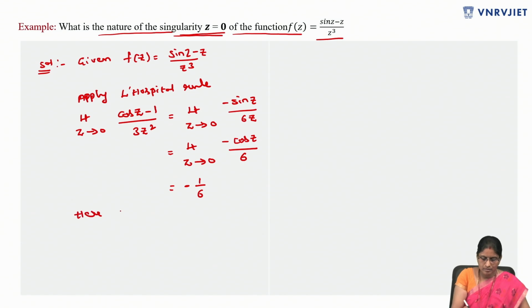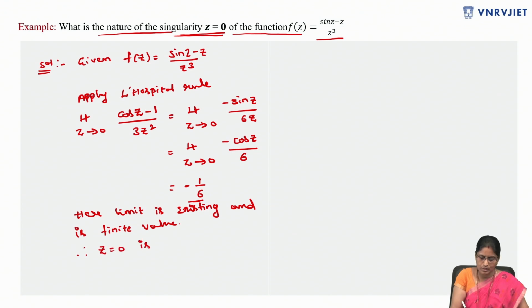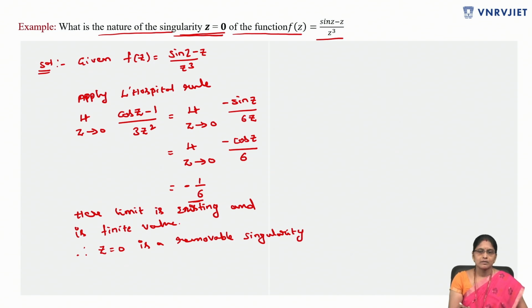Here the limit is existing because we get the limit value, which is minus 1 by 6. The limit is existing and is a finite value. Therefore, z is equal to 0 is a removable singularity. Right? Next, see another example.